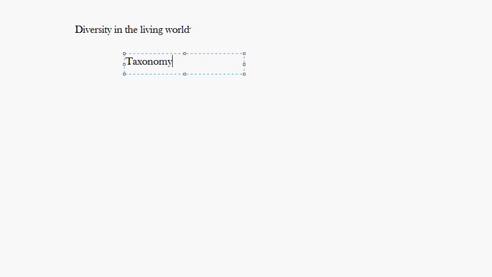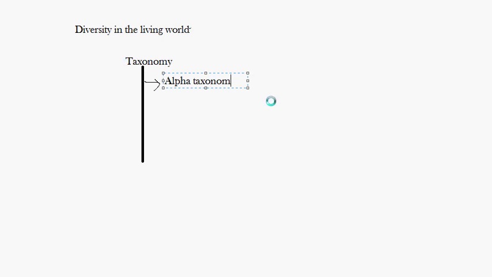Taxonomy can be of three major types. First of all, the alpha taxonomy. Okay, let me write it down. The second one is the beta taxonomy. And the third one, as you may have guessed, is the gamma taxonomy. Alpha, beta, and gamma are used in mathematics, and used in biology too.